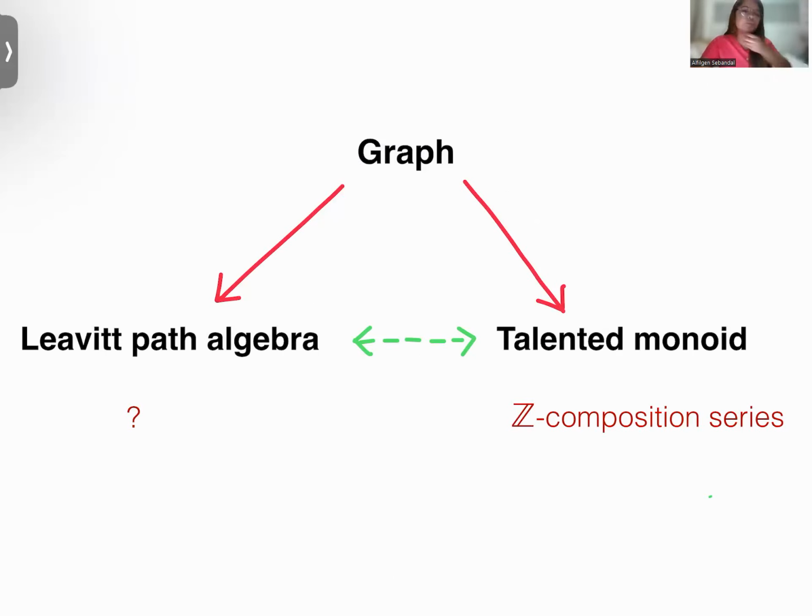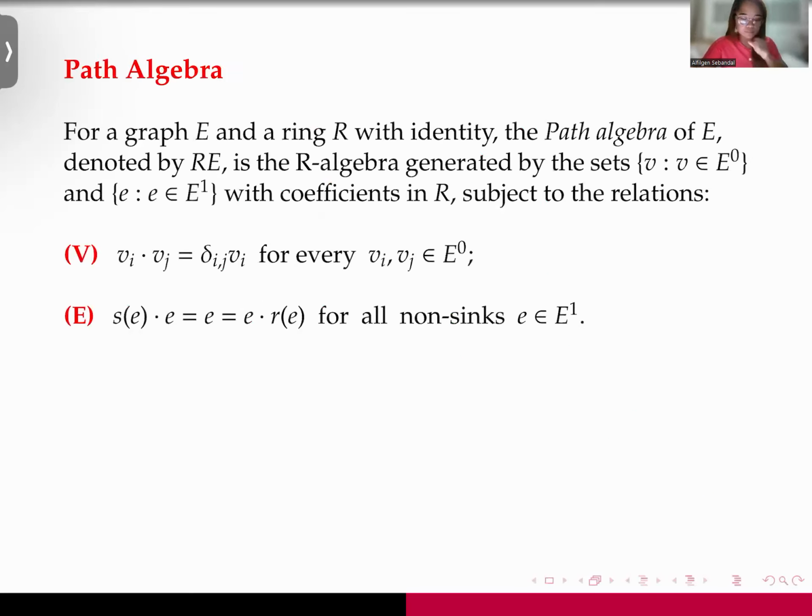Okay, so now we know the talented monoid and the concept of Z-composition series. The next question is, in the direction of trying to connect the talented monoid and the Leavitt path algebra, what concept should we relate to that Z-composition series on the Leavitt path algebra side? But first, what is a Leavitt path algebra? Because I haven't defined it yet.